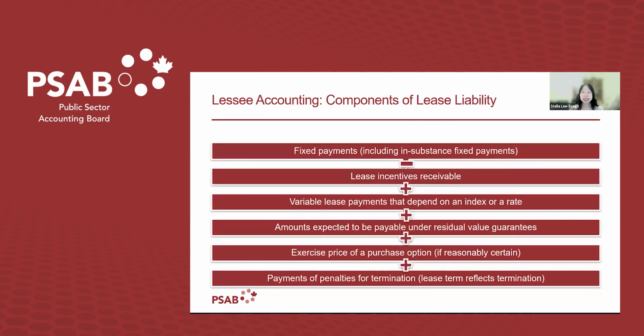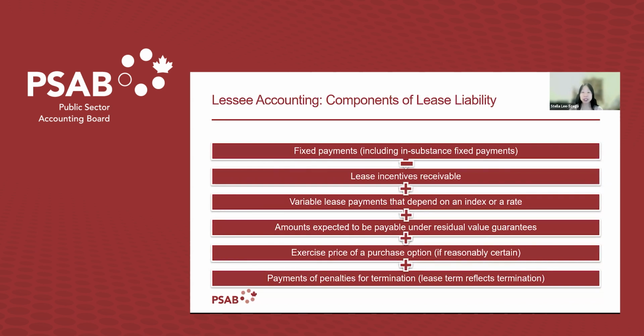At the commencement date, the lease payments included in the measurement of the lease liability comprise the following payments for the right to use the underlying asset during the lease term that have not been paid at the commencement date. First, we have fixed payments, including in-substance fixed payments, less any lease incentives that are receivable. Next, we have variable lease payments that depend on an index or rate. Some examples of these include payments linked to a consumer price index, payments linked to a benchmark interest rate, or payments that vary to reflect changes in the market rental.